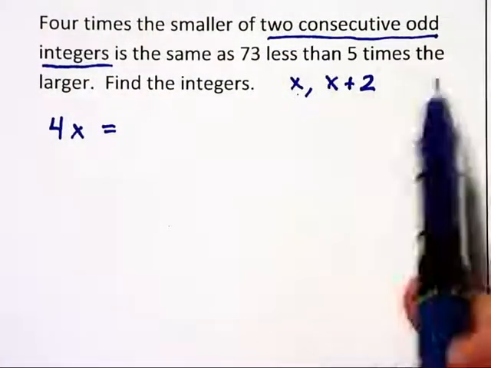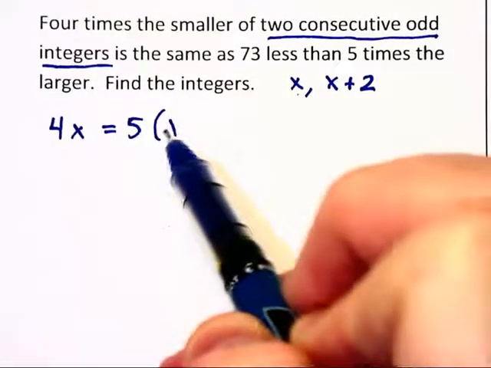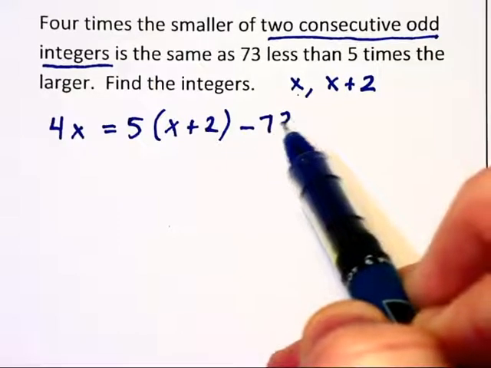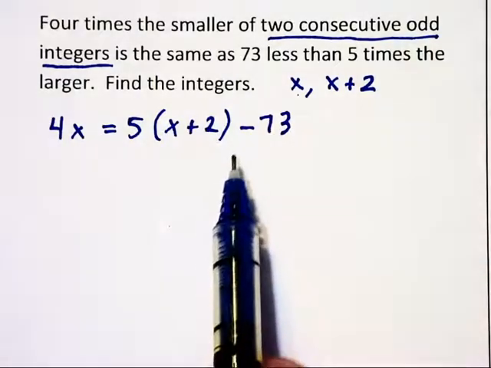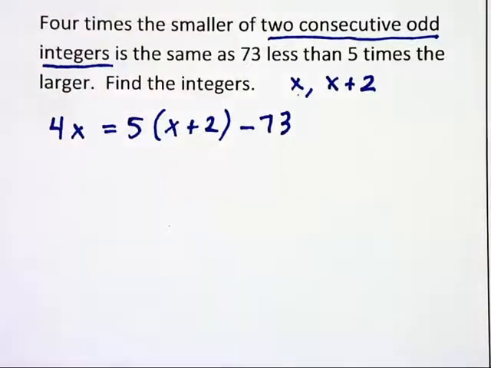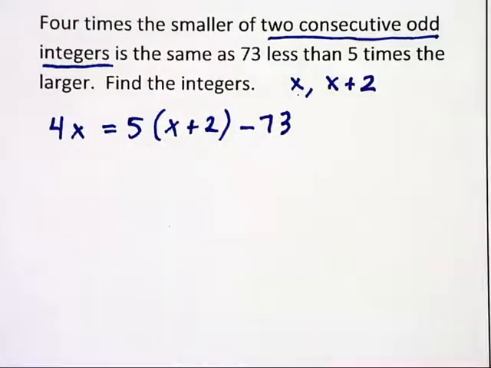Now 4 times the smaller, that's 4 times the x, is the same as, there's my equal, 73 less than 5 times the larger. That's 5 times the larger, x plus 2, then minus 73. Be careful that you get the order of subtraction correct, and you put the minus 73 at the end, because that's being subtracted away from 5 times that larger, not 73 minus that value.